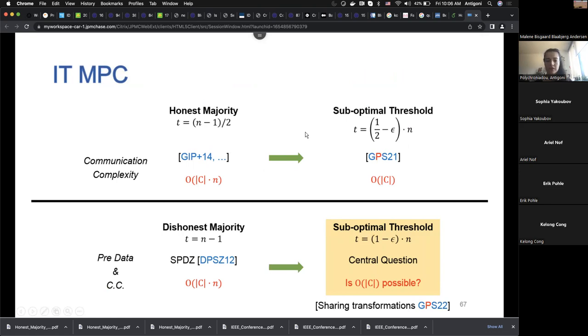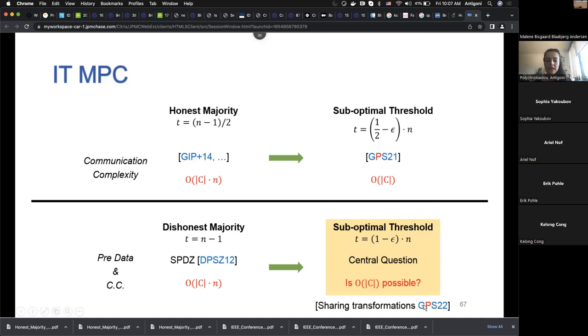So this is the work that Vipul showed. Here we get communication complexity proportional to the circuit size. In the previous work, we also got it for the suboptimal threshold. And for the strict honest majority, we didn't know this before. So with the sharing transformations, we are able to achieve this linear communication, independent of the number of parties.